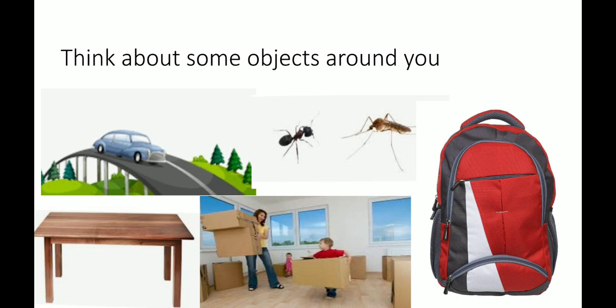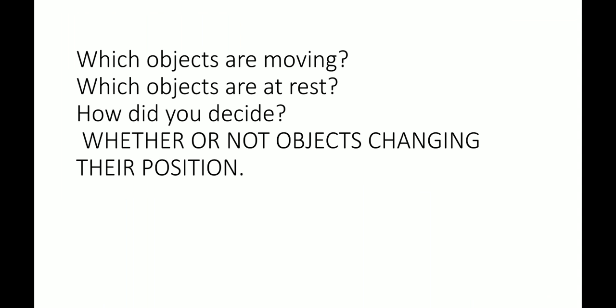A car is going by, or some ants or mosquitoes are going from one place to another, or a table is kept somewhere, or you are moving some object, or a bag is placed at one place. So which objects are moving? Which objects are at rest?